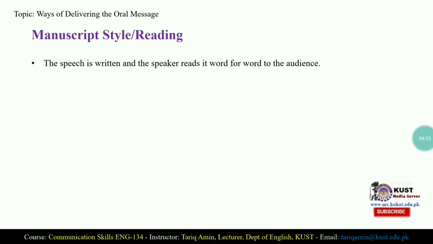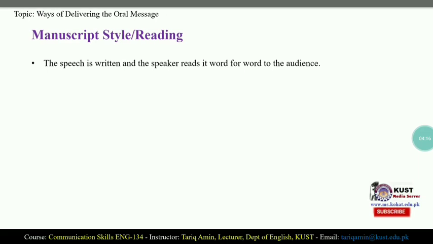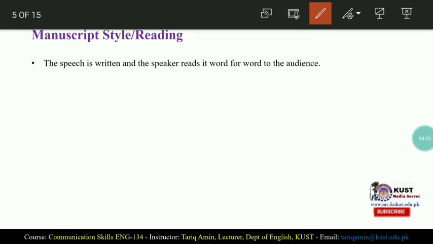The first one is manuscript style, or reading. As the name shows, in such a presentation style, you have a manuscript, a script, and you read from that. You have a written form of speech, and the speaker reads it word for word to the audience.